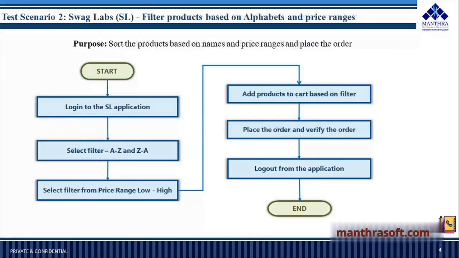Test Scenario 2, filter products based on alphabets and price ranges. Log into the Swag Lab application and select the filter based on alphabets and price ranges from high to low and low to high. Add products to the cart based on the filter and place the order. Log out from the application.